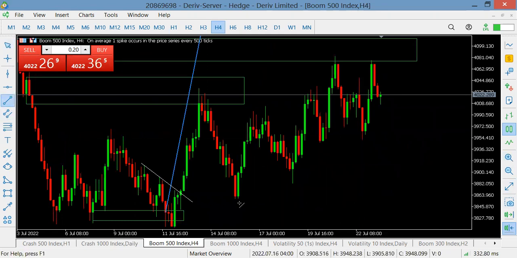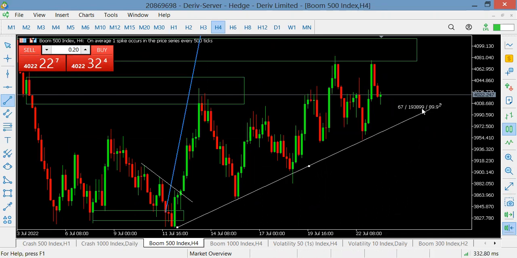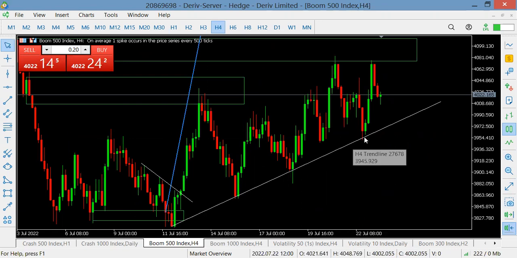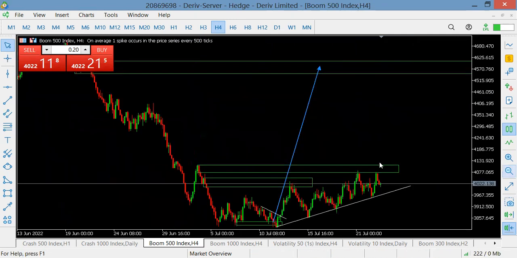Because if you look, this is actually a trend line here. You can see this is your first point, second point, and third point. And then price retested this trend line and then continued pushing to the upside.